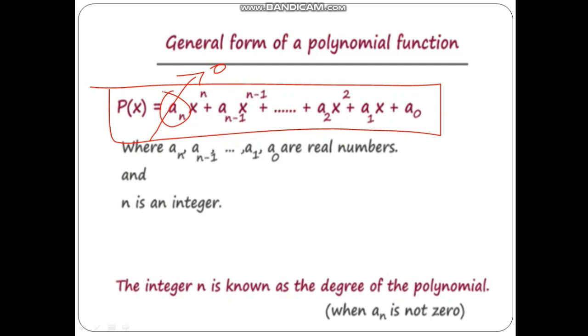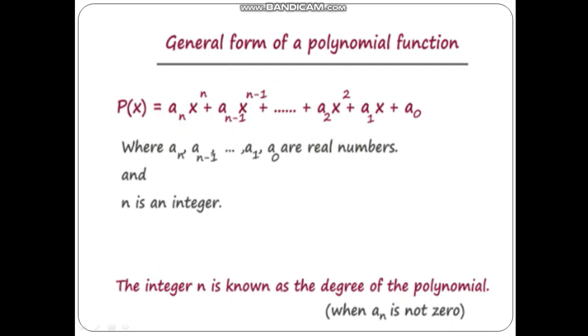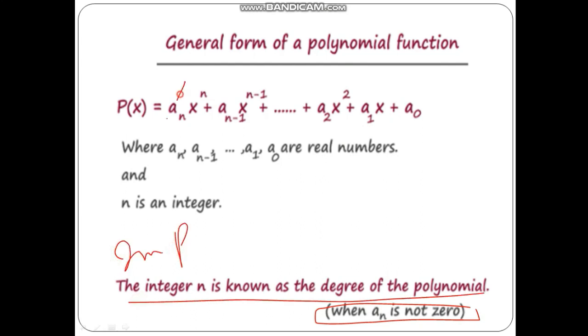Like I am having 2x square plus 3x plus 1. This is a polynomial. Yes, this is a polynomial. So this 2 is not equal to 0. Fine, we have written here 2, and this square n, this is very important thing, that n is known as the degree of the polynomial where an is not equal to 0.